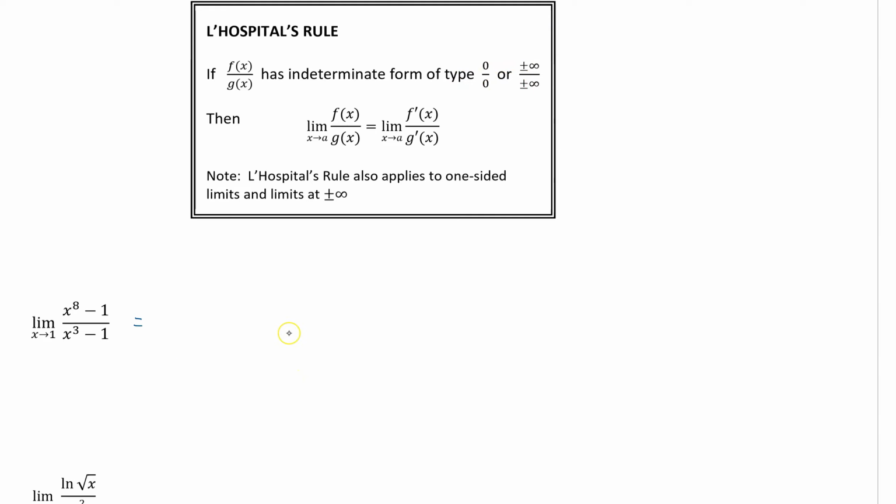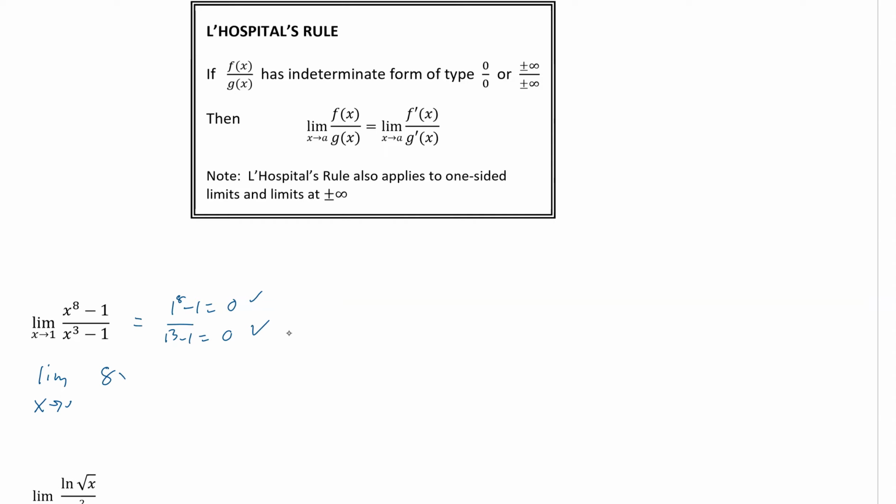So this would become the limit. We've got to check it. I just talked about that. So if we plug in 1, we get 1 to the 8th minus 1, which is 0. And we get 1 cubed minus 1, which is 0. So check and check. Now we can apply L'Hopital's rule.